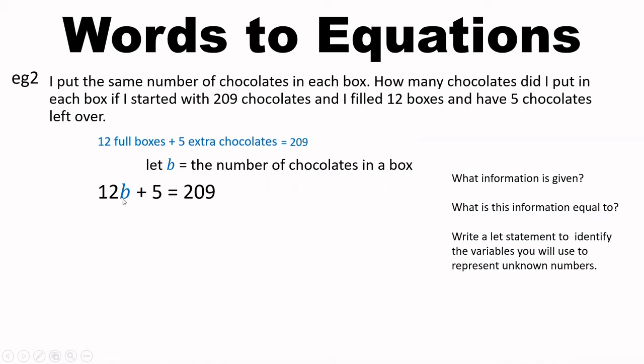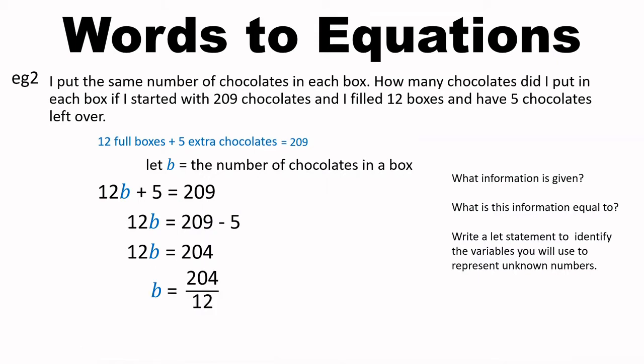Think what's happening to B. It's being multiplied by 12, and the 5 is added to it. Let's undo that. So the opposite of adding 5 will be subtract 5. 209 minus the 5 will be 204, but I still have 12B is equal to 204. I need the B on its own. Remember, a number in front of a variable is multiplying, so the opposite of multiplying, we will divide by 12. 204 divided by 12 is 17. So there must be 17 chocolates in each box.